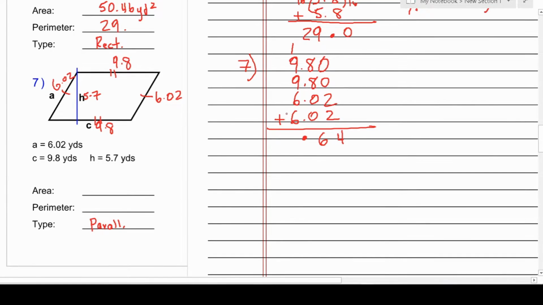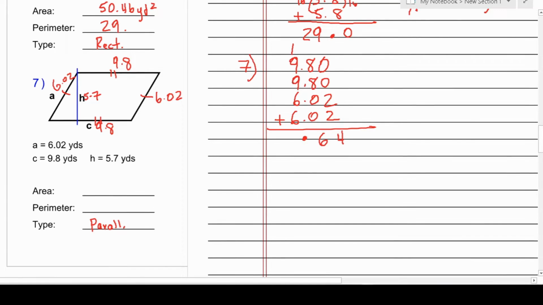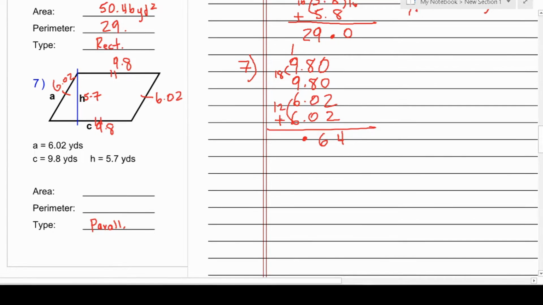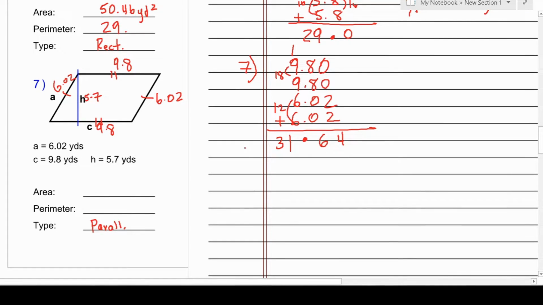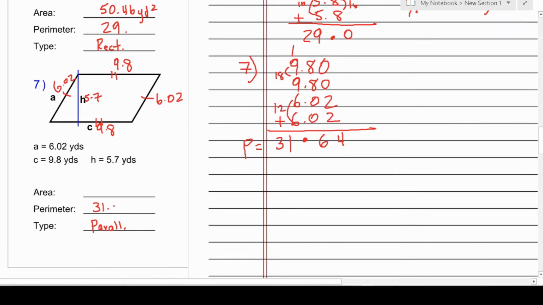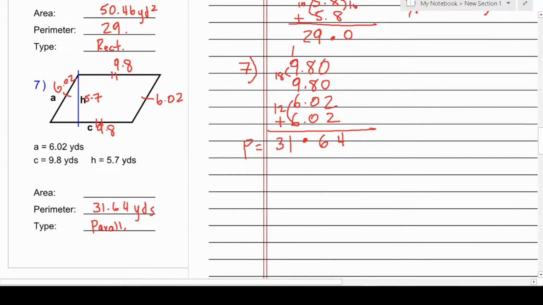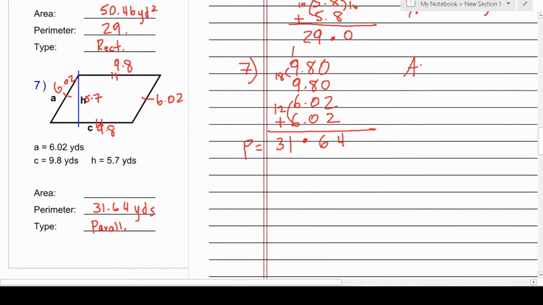Again, drop down your decimal if you haven't done so already. 9 plus 9 is 18. So this is 18. This is 12. 12 plus 18 is 30. Plus 1 is 31. So we know the perimeter in this case is 31.64 yards.